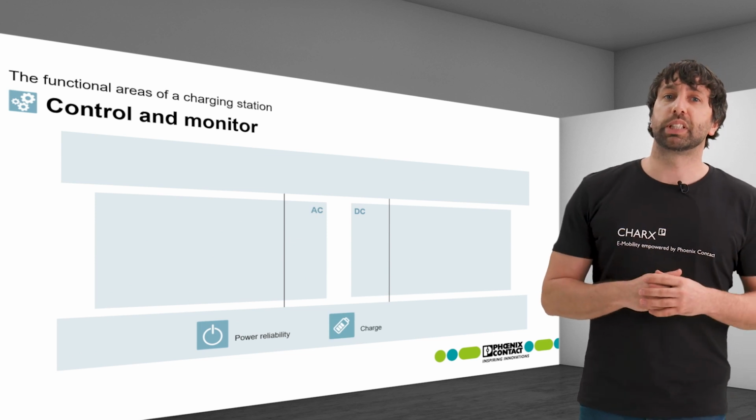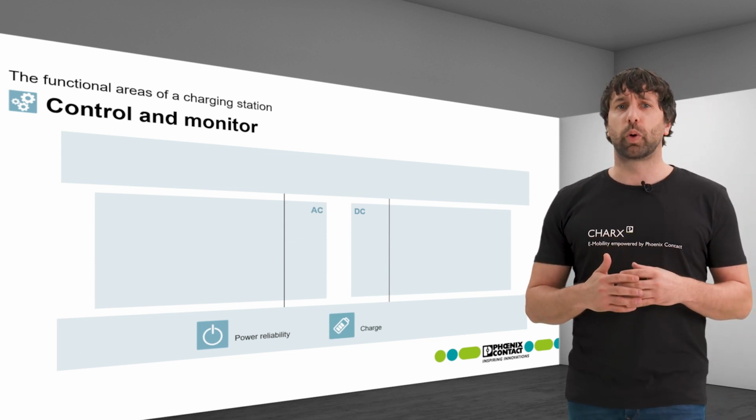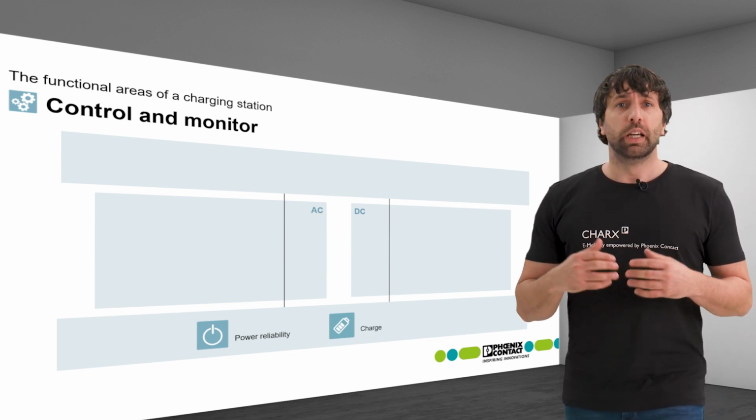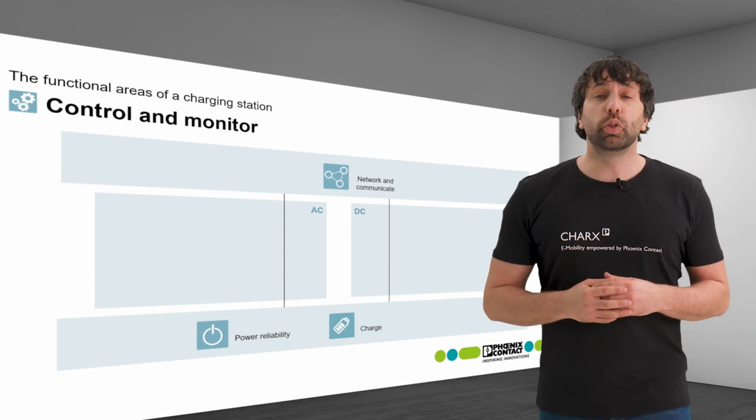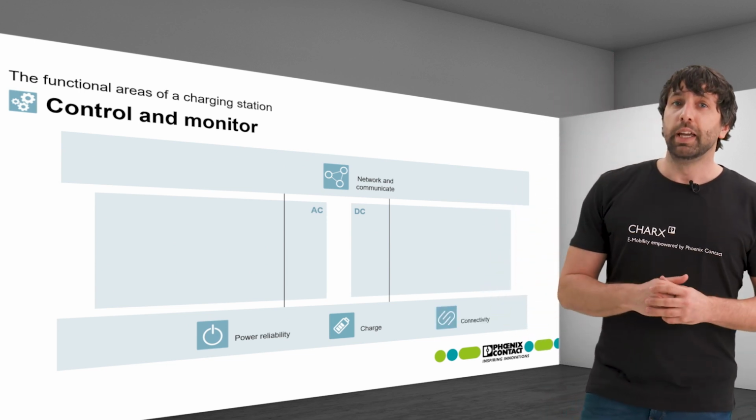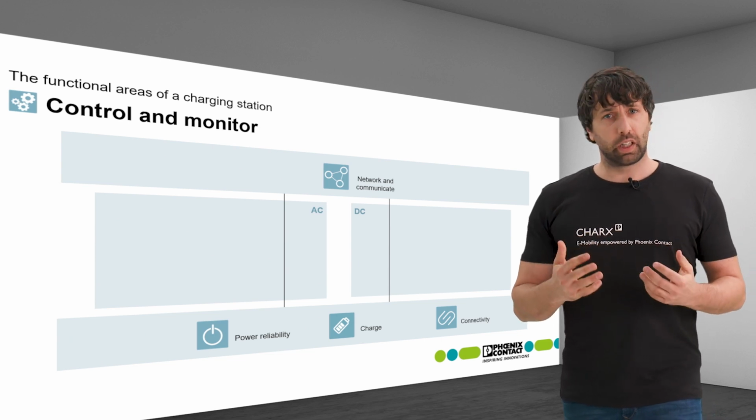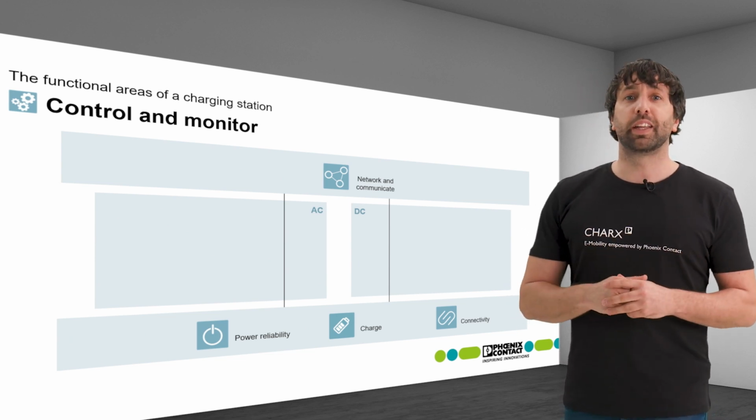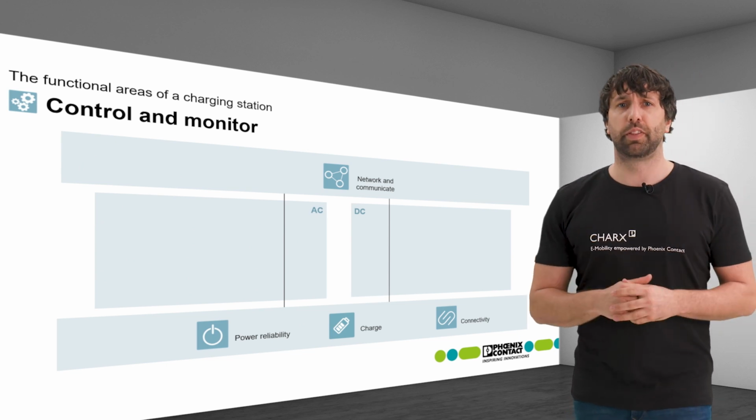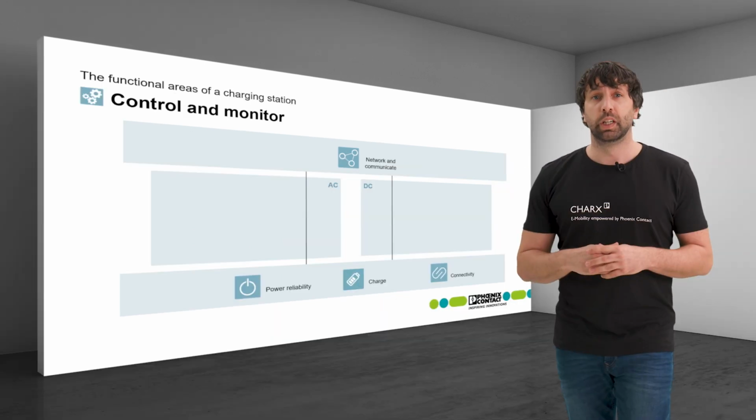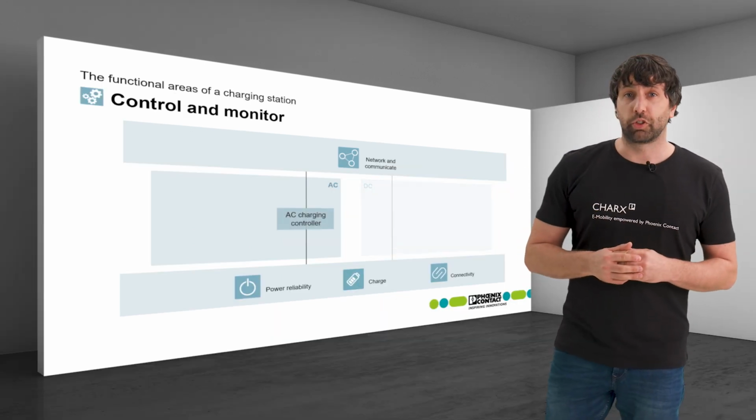It collects and processes information in order to control the charging process. Data is also exchanged via the functional area network and communicate. And, of course, it needs electrical connection technology. Despite identical functional requirements, AC and DC applications differ in the selected components. Let's start with AC charging.